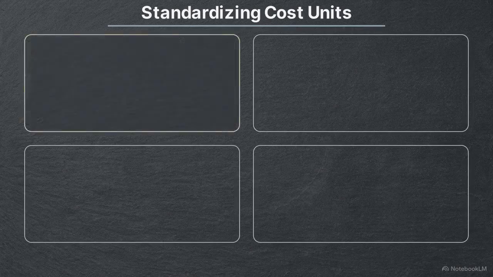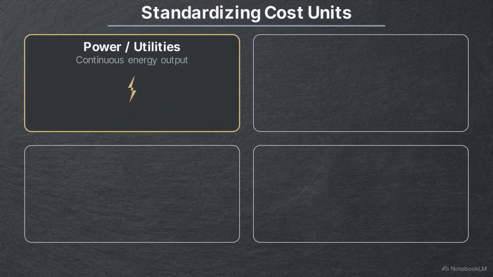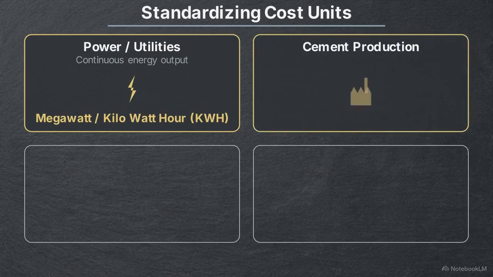In power generation, the output is continuous energy. Utilities logically require energy-based, volumetric denominators. They measure output by the megawatt or the kilowatt hour. Contrast this with the heavy manufacturing sector, specifically cement production. Bulk physical goods require straightforward, mass-based units like the metric ton to accurately measure total production volume.